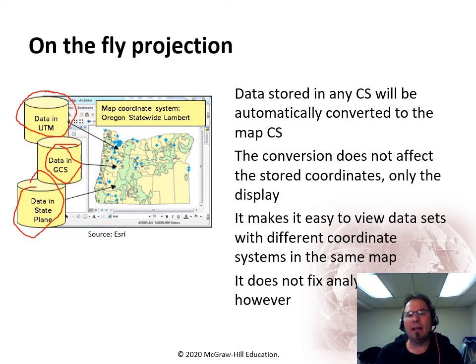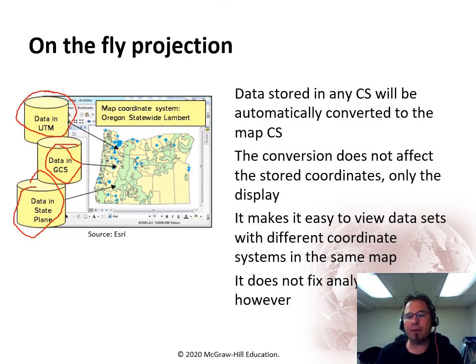So when I added the data that's in lat-lon, it projects it on the fly in the background and says, all right, here it is in UTM now. Again, it's not changing the data. It's just doing it in the background so you can see them put on the map together. And the same thing with the state plane. That's fine and dandy. However, if you added the lat-lon first, then everything's going to be projected into a GCS, and that's where bad things can happen.